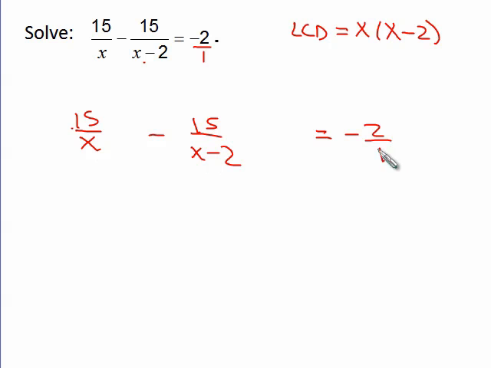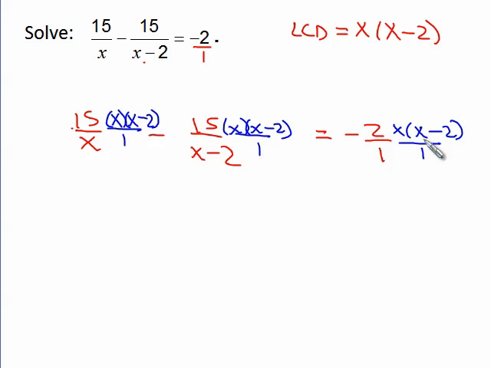Okay, so I have that, and I like to write it over 1. So I'll multiply the first one by x and x minus 2, and it's really over 1. I'll multiply the second one by x and x minus 2, and it's really over 1. Because what I've done is I've multiplied the left-hand side by x and x minus 2 and then distributed it across the minus here, across the subtraction. And then now I also need to multiply the right-hand side by x and x minus 2. Again, I like to write it over 1 so that I can really see the levels of my fractions.